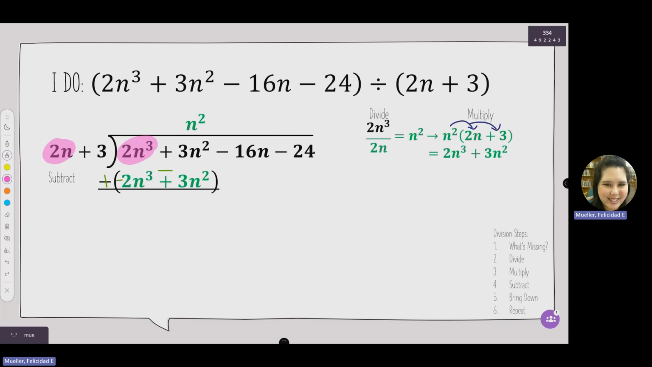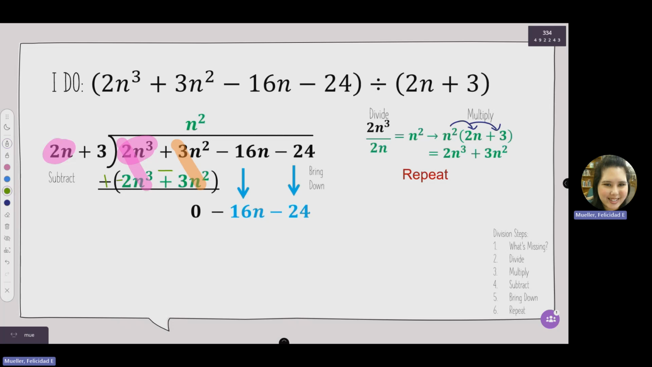So 2n cubed minus 2n cubed cancels out. And then 3n squared minus 3n squared is going to cancel out. So we actually have a 0 here, which is perfectly fine. There's nothing wrong with that. But step 5 says to bring down, so we're going to bring down both the negative 16n and the minus 24. I'm bringing down both terms because I'm dividing by a binomial, so I want 2 terms there for when I do my subtraction. So in this case, instead of bringing down 1, we're going to bring down 2 items. And from there, we're going to repeat.